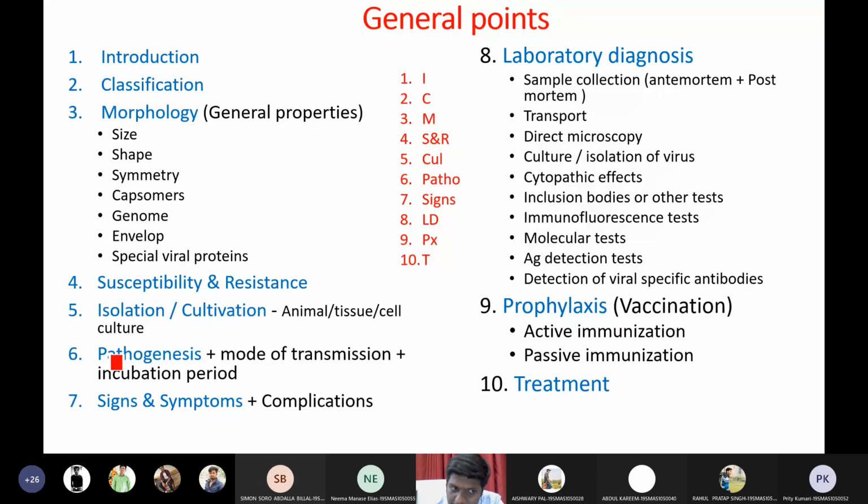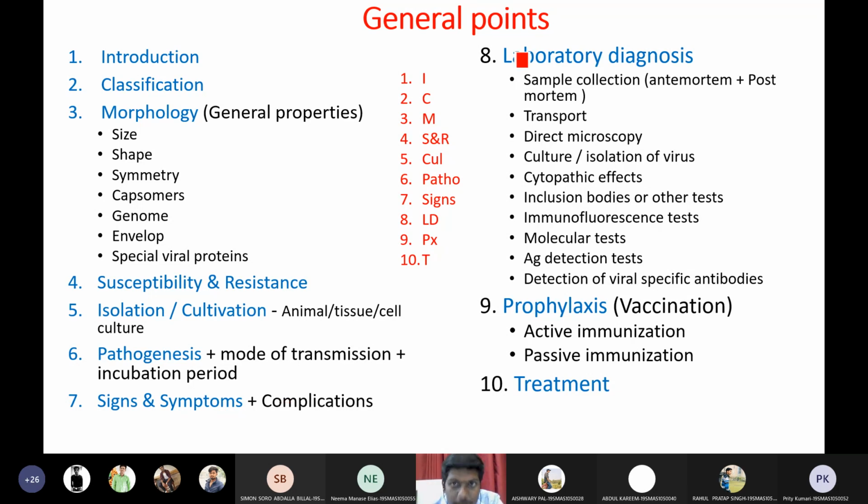Then you should explain its pathogenesis. In the pathogenesis, you need to write its modes of transmission and incubation period. These are important points: how the virus is transmitted to the patient and what is the incubation period of the virus. Then you should write the signs, symptoms, and complications shown by the virus in the patient.